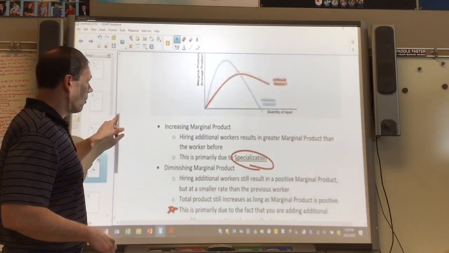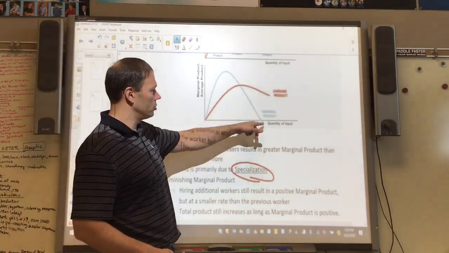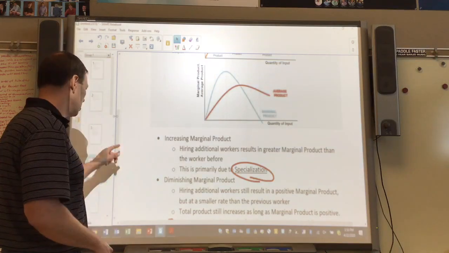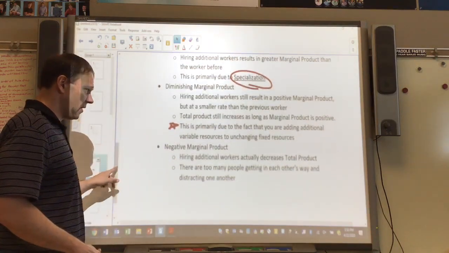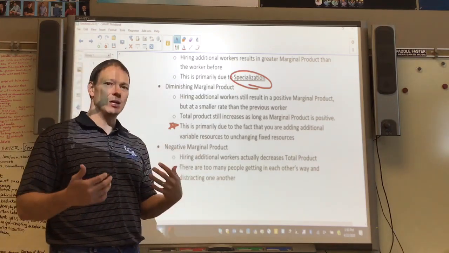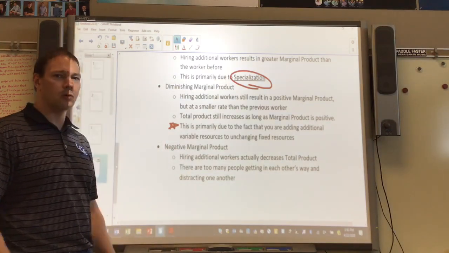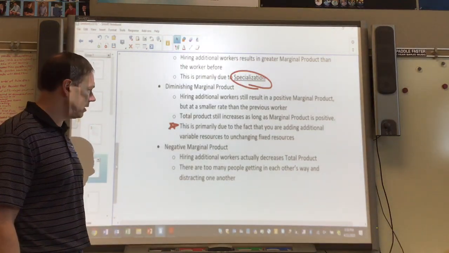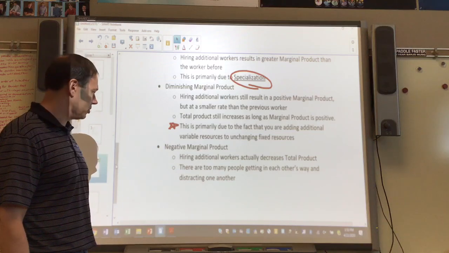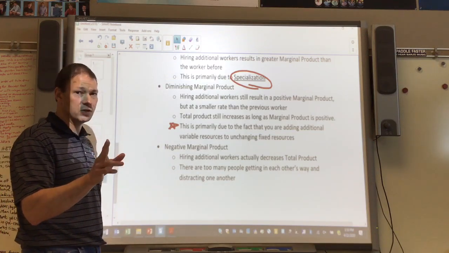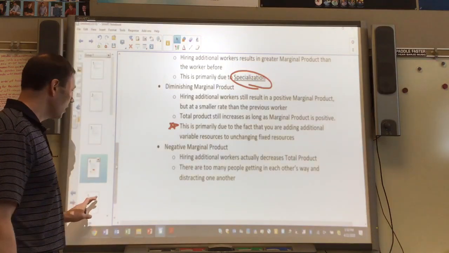You can even get to a point where you hire more workers and marginal product actually goes negative, meaning you actually lose total pizzas or whatever. And the reason for that is, of course, you're starting to hire more workers and they're actually getting in each other's way, distracting each other, causing problems. And obviously that's not a good position to be in. So again, there's a limit to how much you can produce at the end of the day in the short run because fixed resources cannot change.